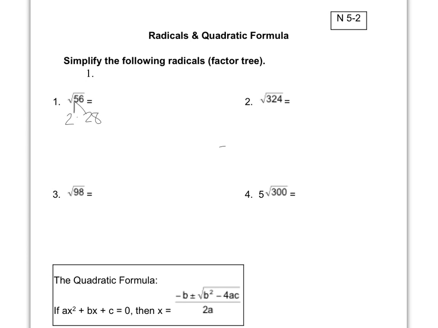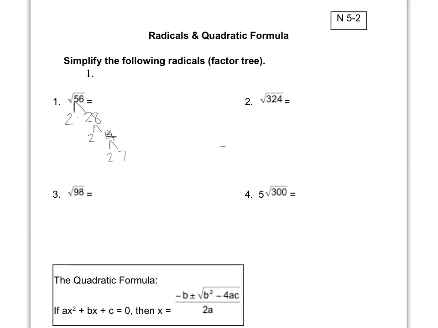A prime number is something that nothing will go into besides a 1. So 2 is a prime number, but 28 is not. So we're going to continue with that. I'm going to start with 2, 2 times 14. And then we can continue on 14, 2 times 7. 7, notice there's not anything besides a 1 that can go into that, so that's a prime number.